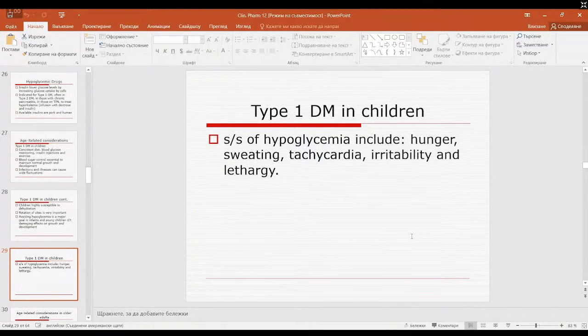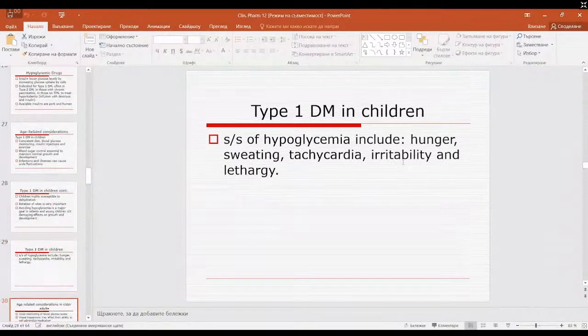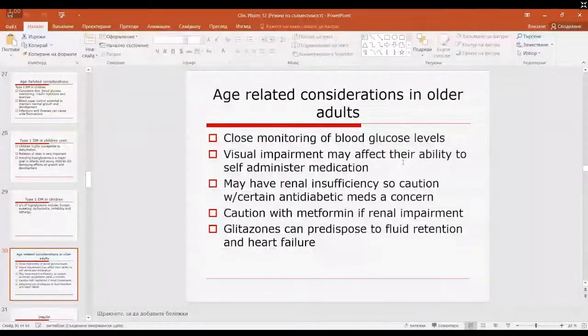What are the symptoms of hypoglycemia in children? Well, they can feel hungry, they can have sweating, tachycardia, they become more irritable or lethargic in the later phases. That's why close monitoring of blood glucose levels is very important. Again, there are insulin pumps that can be implanted under the skin, which are able to measure the blood glucose levels, and they can administer insulin as per the need of the patient.